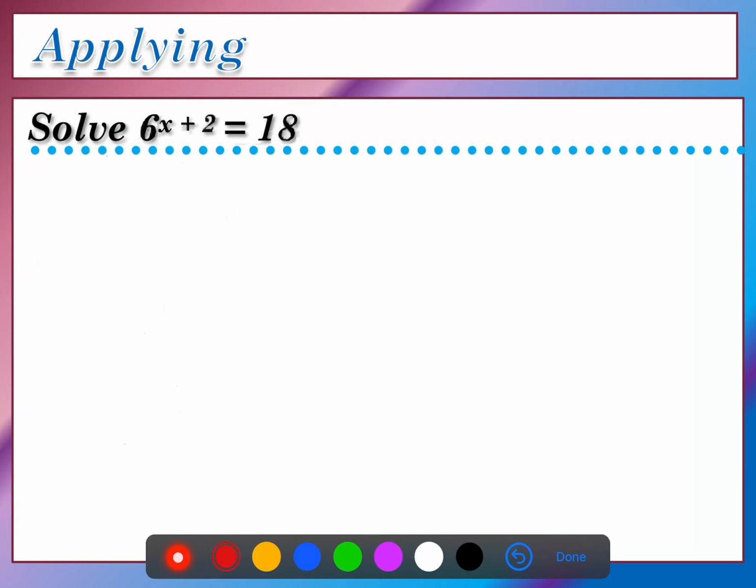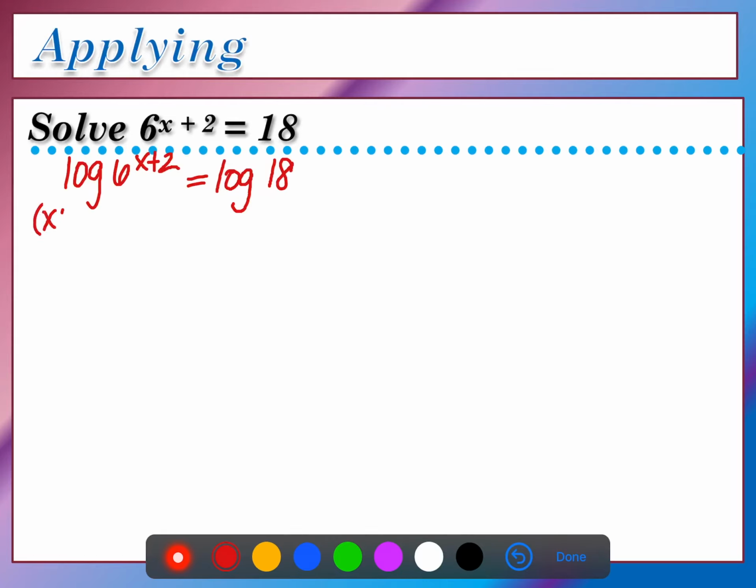All right, so here's one that's a little bit more complicated because now the exponent is a binomial. It's x plus 2. All right, so again, common log on both sides. And I will point out that even if you can get the same base, taking the common log on both sides will always work.